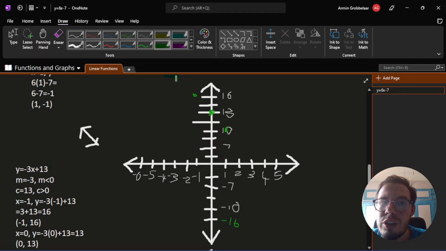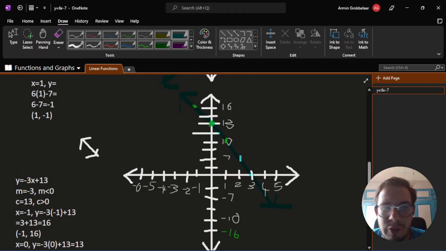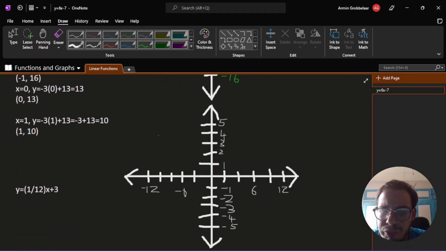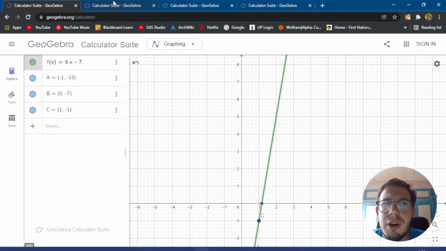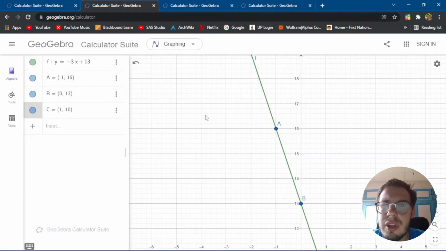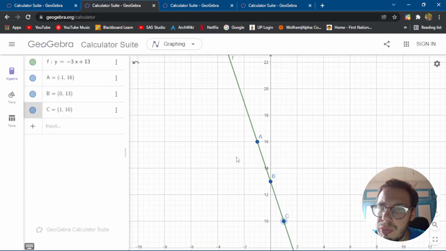Now we can just connect the dots. And just remember your arrows. And there our graph is drawn. So if we go to GeoGebra, you can see here I have drawn the graph.